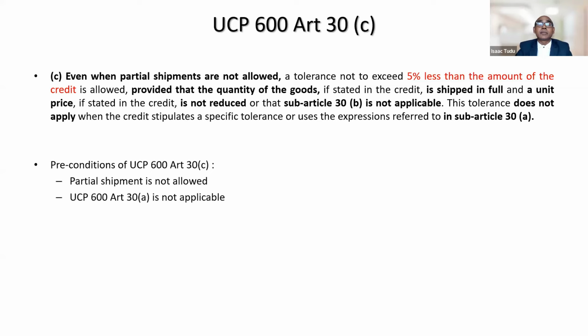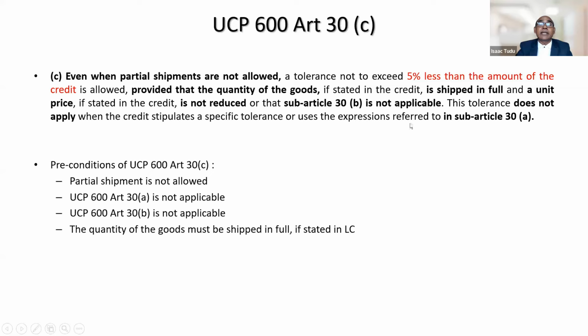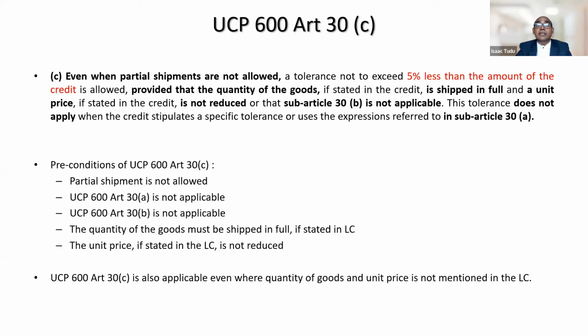Then what are the other preconditions? UCP Article 30A is not applicable. Then UCP Article 30B is not applicable. Then quantity of the goods must be shipped in full if stated in the credit. The unit price, if stated in the LC, is not reduced. Okay, so these are the preconditions. Fine. So this particular article is also applicable even where quantity of the goods and unit price is not mentioned in the LC. Let us understand this entire thing in detail with an example, right?